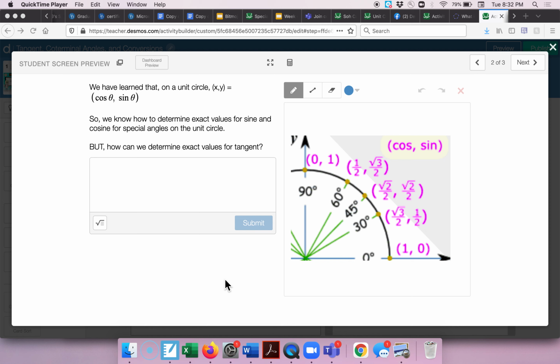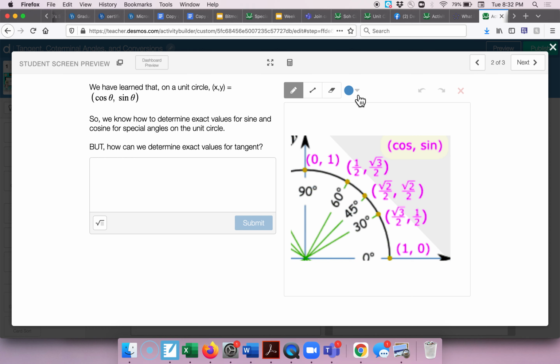Okay, so like it says here, we know the sine and the cosine of each of these angles because the cosine is your x-coordinate and the sine is the y-coordinate. But what if we want to know the tangent of each of these? How would we determine those? So I'm going to start using the 30-degree one as our first example.